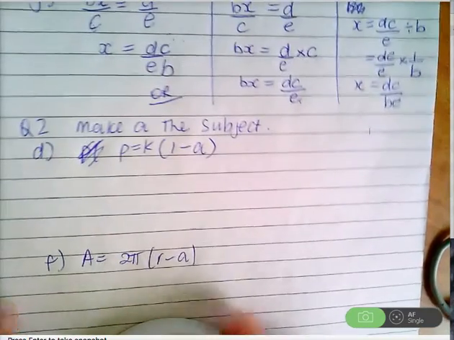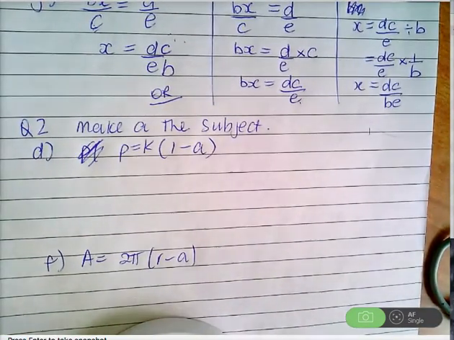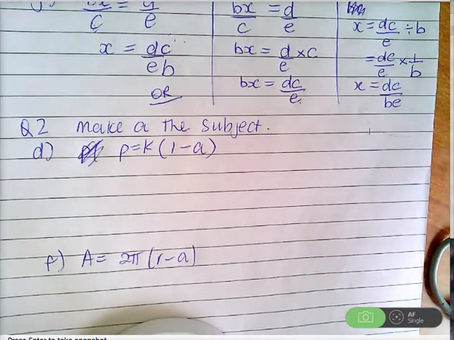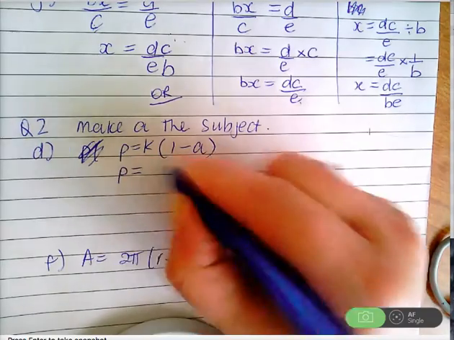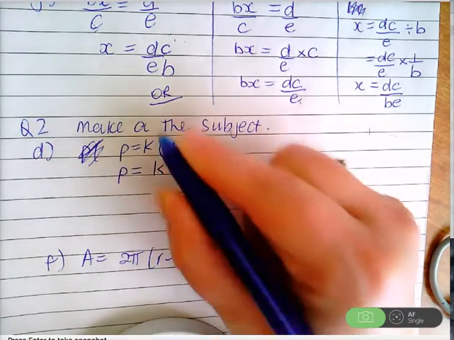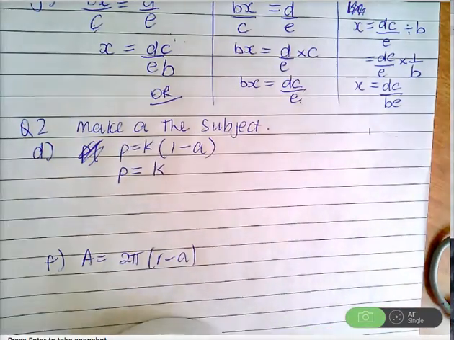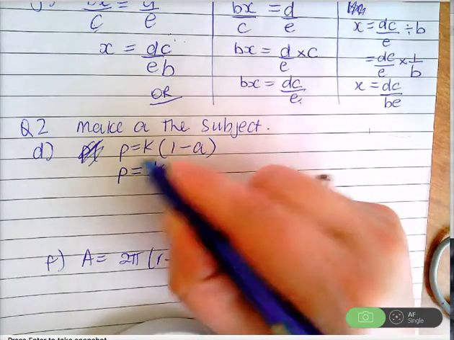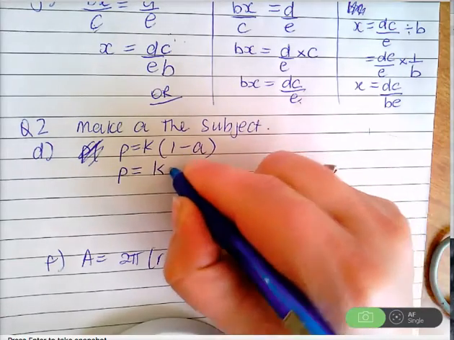The subject. What should we do before? You can expand if you want, but you don't have to. All right, you can try. P equals what? K. We can just move the K now. I'm going to show you two methods of doing this. So we can expand first. We get P equals K minus what?